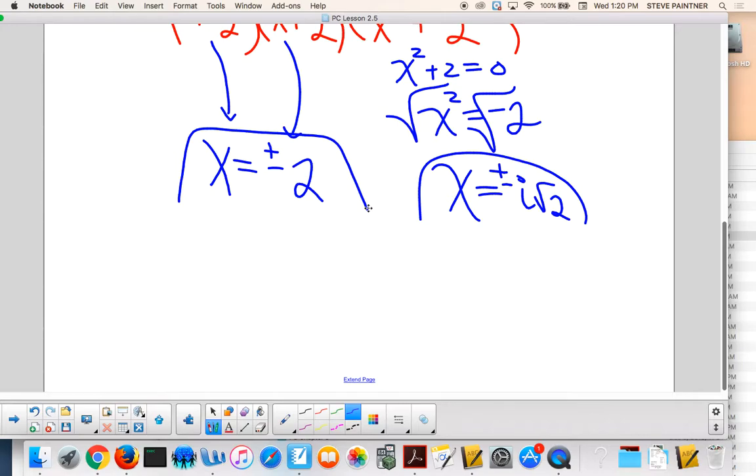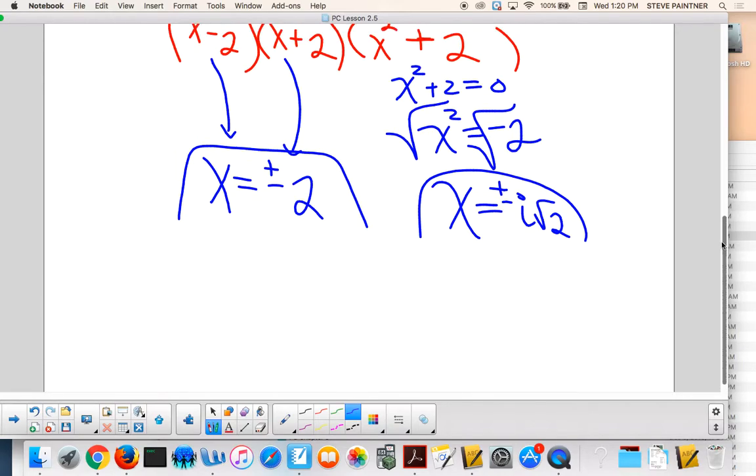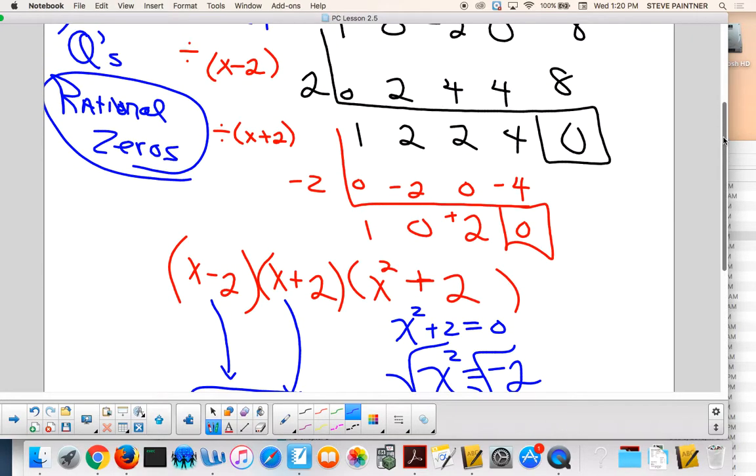Synthetic. P's over Q's, synthetic division. Keep going until you end up with how many numbers? How many numbers are on the bottom? 3. When you end up with 3 numbers on the bottom, you have a quadratic factor. Quadratic factors, you can use the formula, you can factor it, or you can solve it. This one I solved, because I couldn't factor, and I did not want to use the quadratic formula.